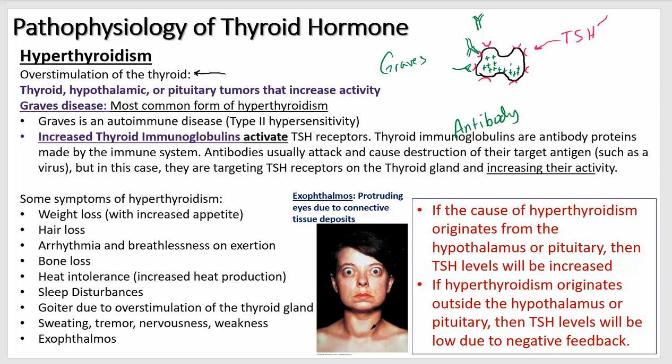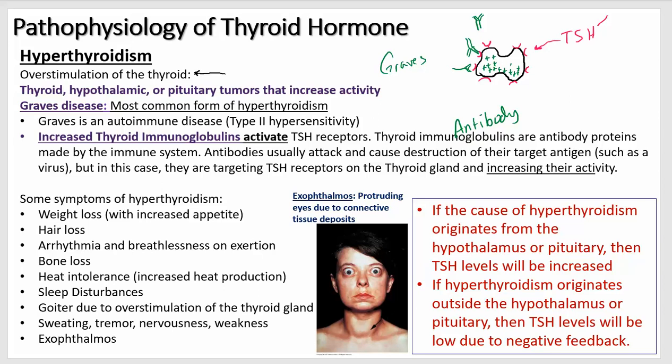All right, so some symptoms of hyperthyroidism that are seen: weight loss with increased appetite, hair loss, arrhythmias, so cardiac problems, rhythm problems, breathlessness on exertion, bone loss, heat intolerance. So that one makes sense. We know that it's increasing basal metabolic rate because you're increasing heat temperature. So that means if you're in a warm environment, it's going to be hard to cool down. So you're going to be intolerant to heat.